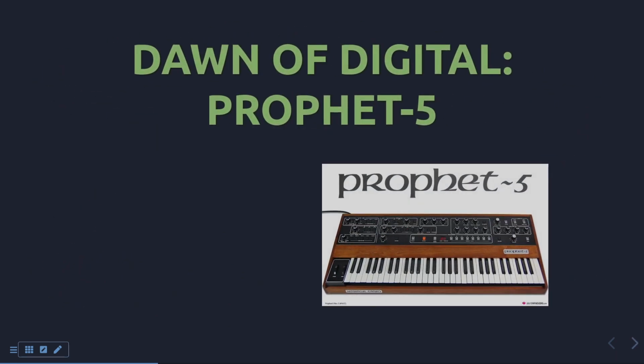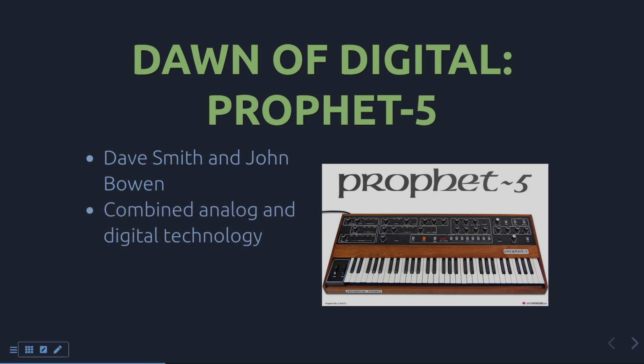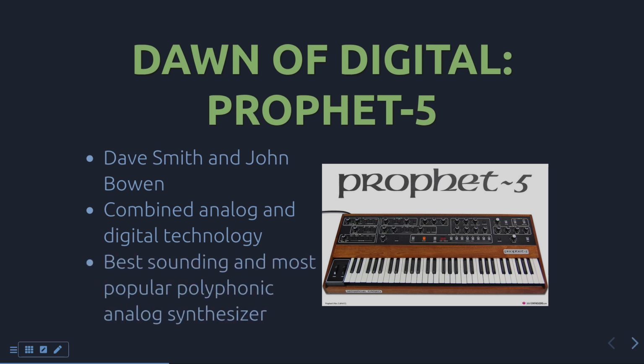Then in 1977, Dave Smith and John Bowen released the Prophet 5. The two had been working on microprocessors and thought it was odd other synthesizer manufacturers hadn't implemented them, so they made one themselves. The Prophet 5 was the first synthesizer to combine analog and digital technology, allowing for the best of both worlds. It used analog components to generate its sounds, but used digital memory for storing custom presets and allowing for sensitive keyboard scanning. It was the best-sounding and most popular polyphonic analog synthesizer of its time due to the ease of use that the additional digital components added to it.